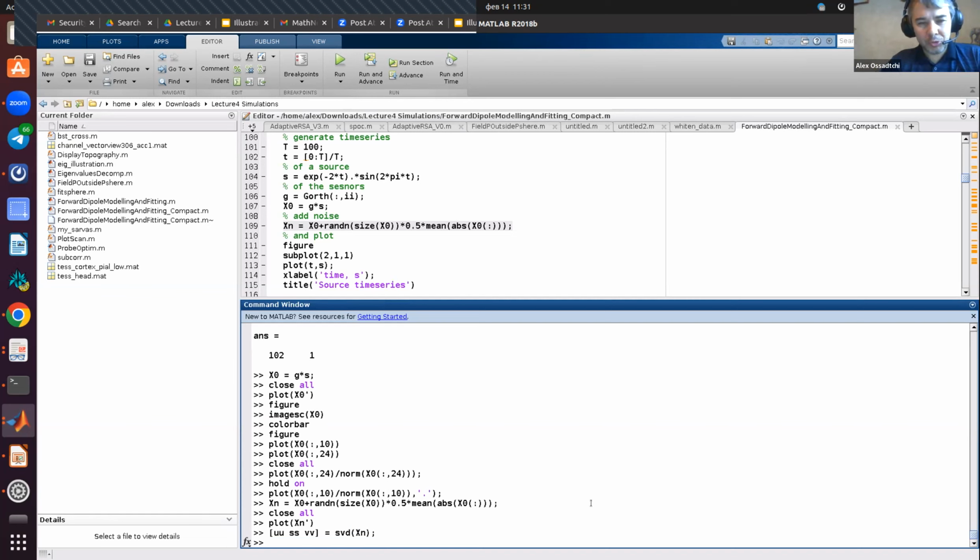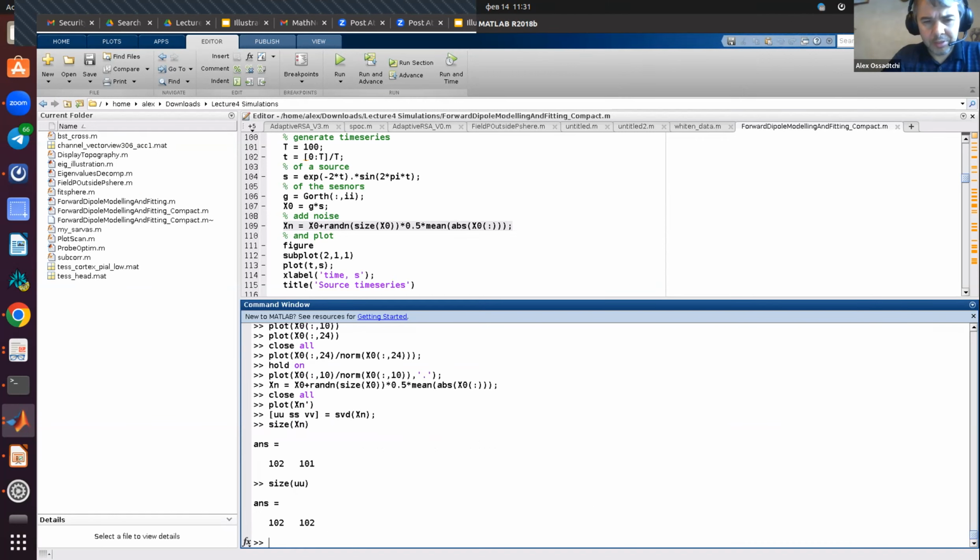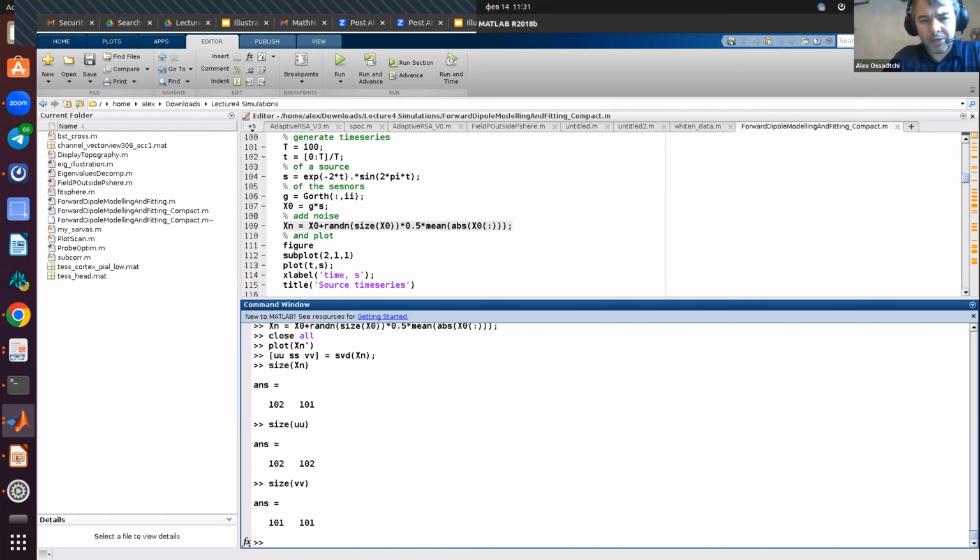So you do it this way, and the interesting thing is that since the matrix xn is of size 102 by 101, matrix U will have 102 by 102 elements, and matrix V will have 101 by 101 dimension, right? But in our case, only the first column of U and the first column of V are meaningful.